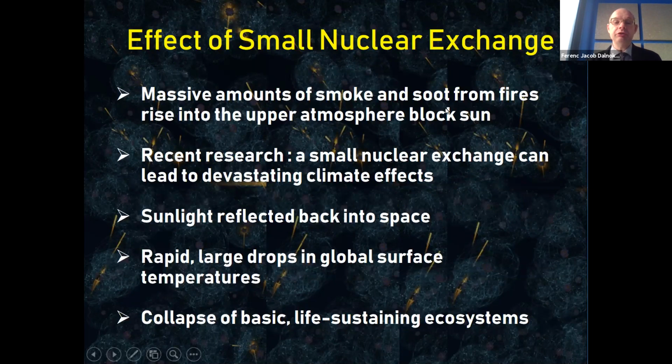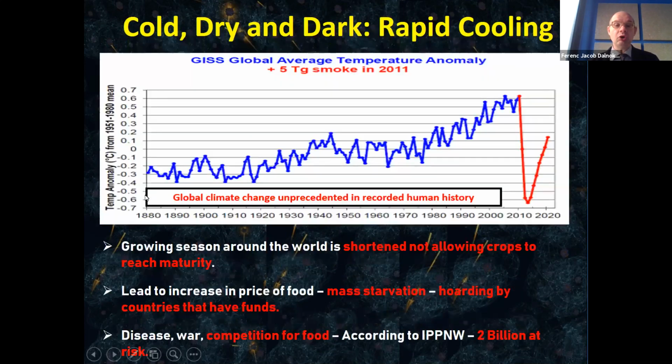So you get massive amounts of smoke and soot from fires that rise into the upper atmosphere and block the sun. The recent research is that a small nuclear exchange can lead to devastating climatic effects. The sunlight would be reflected back into space, and you get rapid, large drops in global surface temperatures, and you get collapse of basic life-sustaining ecosystems. And this shows you what would happen.